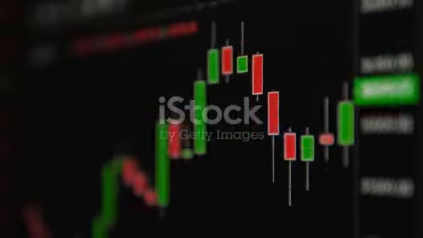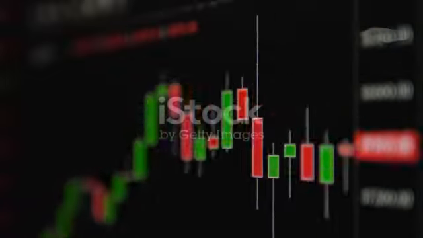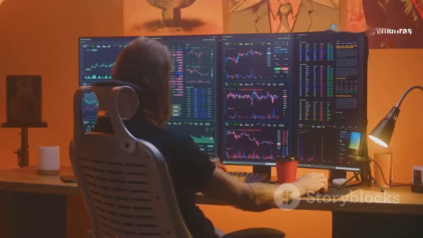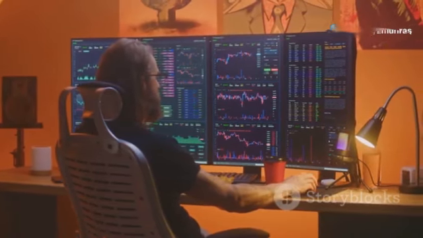Welcome to our guide on mastering candlestick patterns for trading success. Today we'll break down the essentials of candlestick charts and how you can use them to make informed trading decisions.